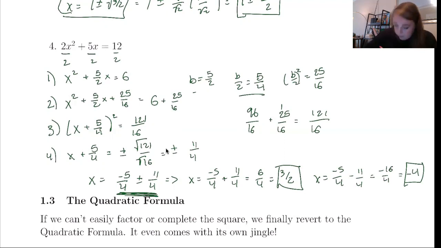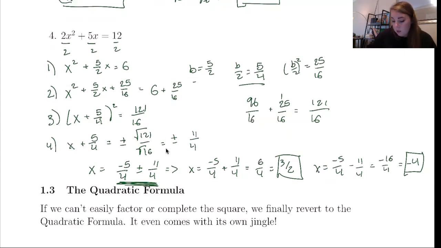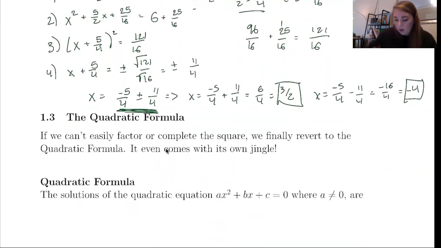So now we've learned by factoring and by completing the square. So what if it just looks crazy? Like I have to divide everything by 21, and then I had to do 21 squared in the denominator, and it looks crazy. If I can't easily factor or complete the square, we're going to finally revert to the quadratic formula. It even comes with its own jingle, which I'm about to sing.